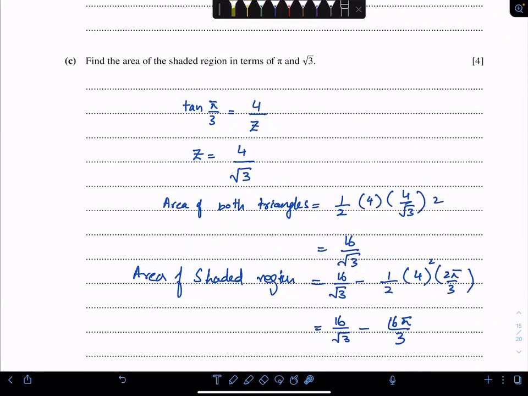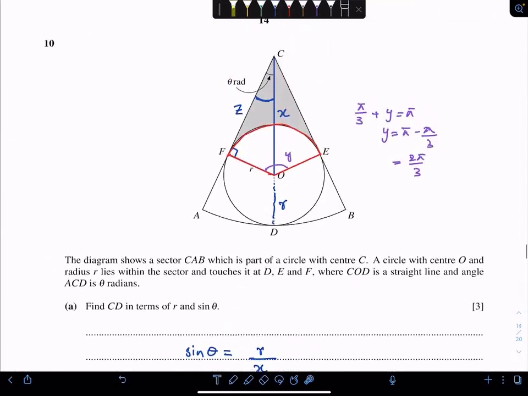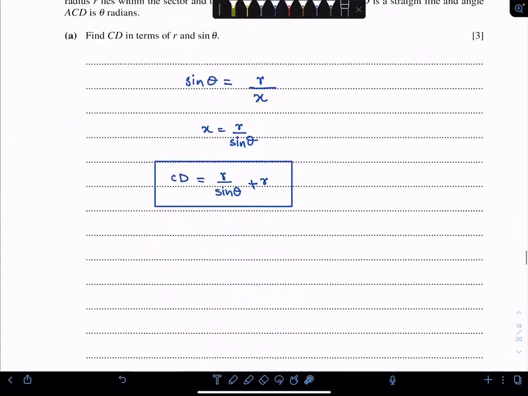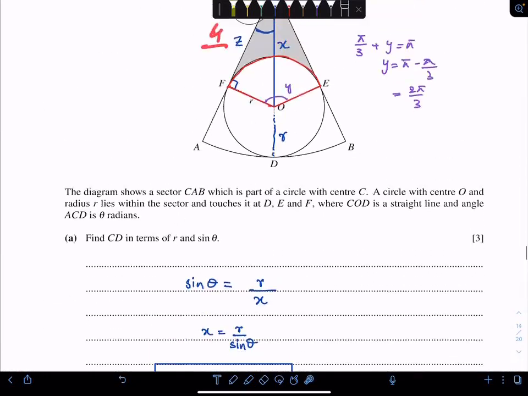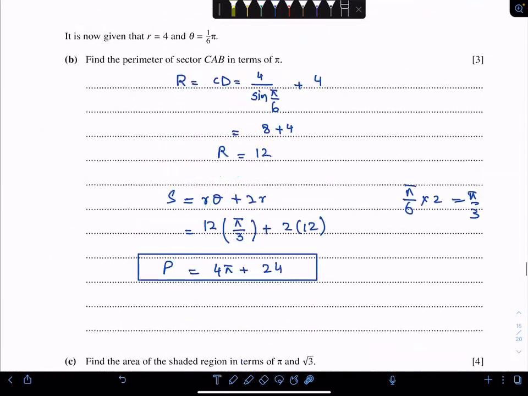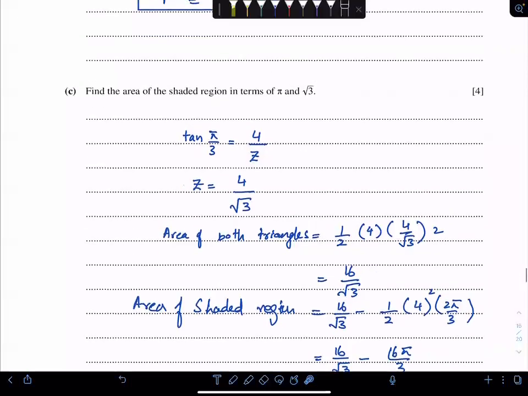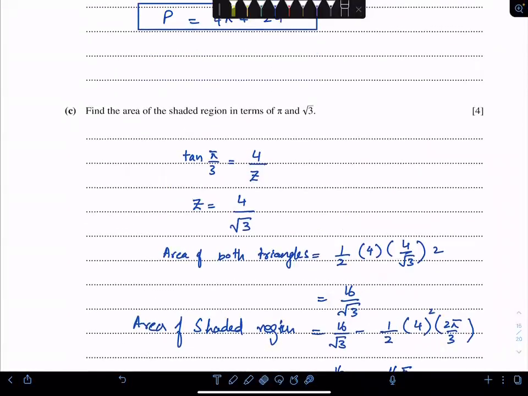Height is 4 by under root 3. We have this radius is 4 now. Theta would be 16 into root of 3 divided by 3. Theta was pi by 6. I used incorrect theta. Here we have theta was pi by 6.